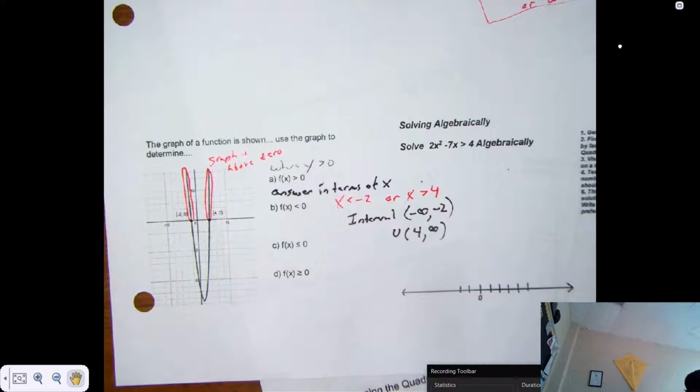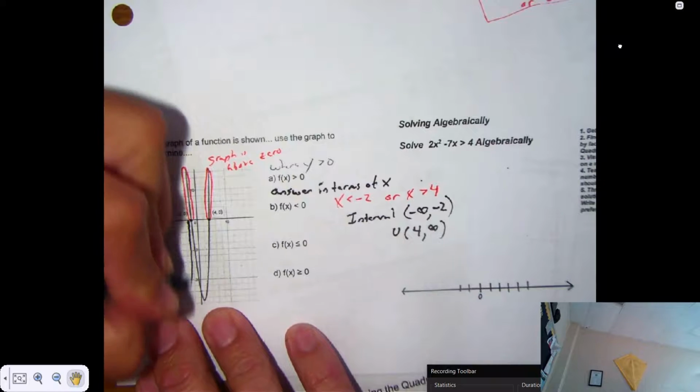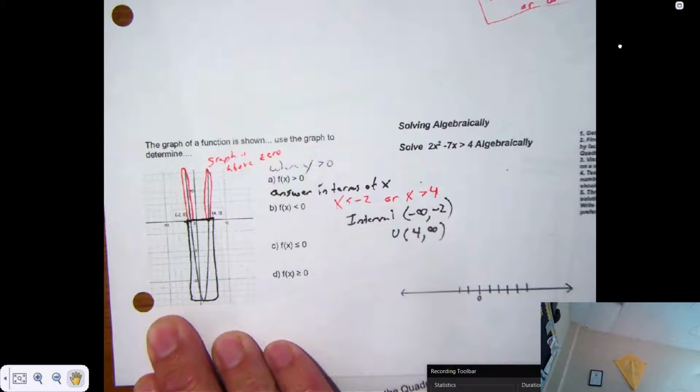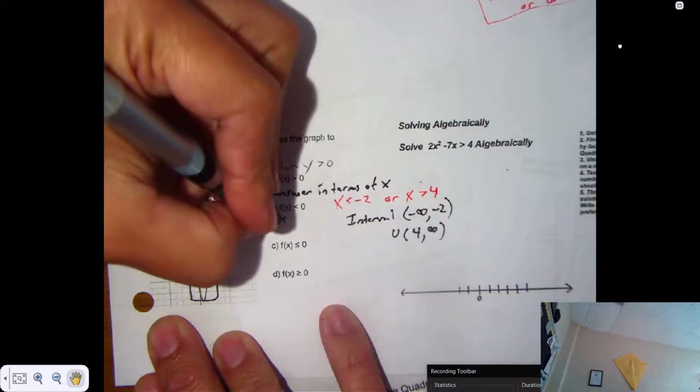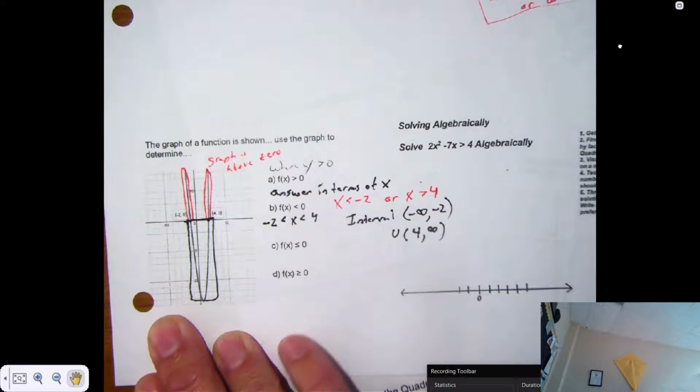Example B is about being less than 0. That's this entire region right here. What x values contain that region? Negative 2 less than x less than 4. It says x is trapped between negative 2 and 4. As long as x is between those 2 points, the graph is below 0. That one's easy to write as an interval.